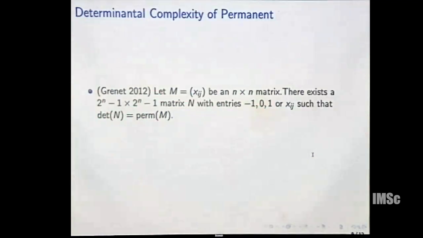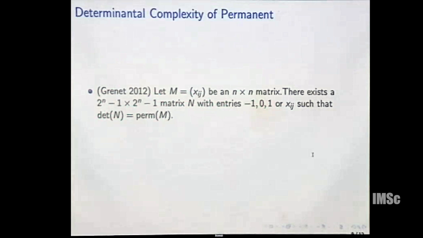So what is this called? This question is called the determinantal complexity of the permanent. So it's the complexity of expressing the permanent of a matrix as the determinant of another matrix. It's called determinantal complexity. So what Grenet showed in 2012 is that if you give me an n cross n matrix M, I'll produce another matrix capital N with just 0, 1, minus 1 or xij's as entries, and the determinant of N is the permanent of M.